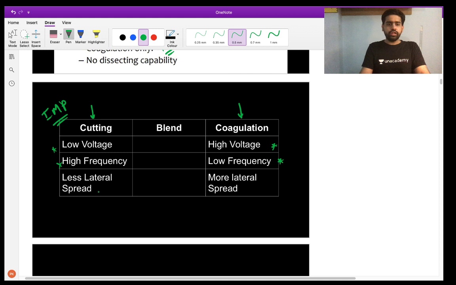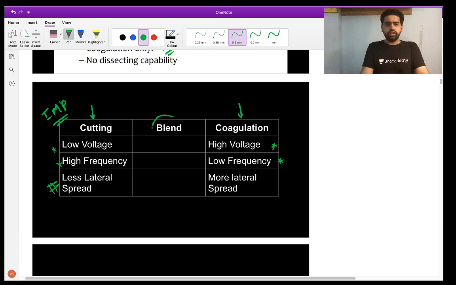Another thing you should remember is the lateral spread. Cutting current has less lateral spread and coagulation current has more lateral spread. That is why the chances of injury to the surrounding structures when we use a coagulation current are comparatively higher, because the lateral spread of the current is more with coagulation. Okay, do you understand this? This is a very important table you should remember.